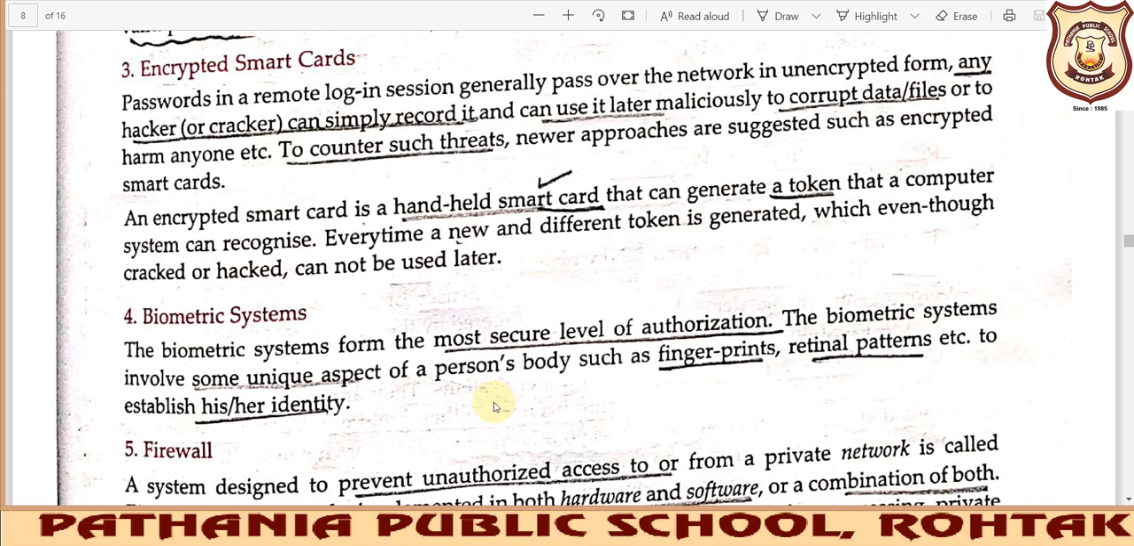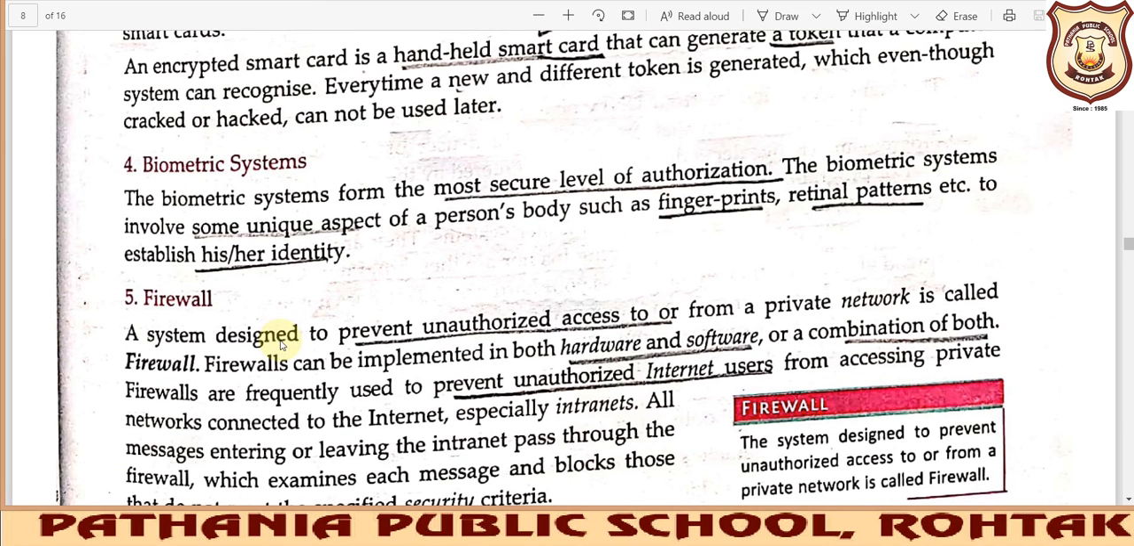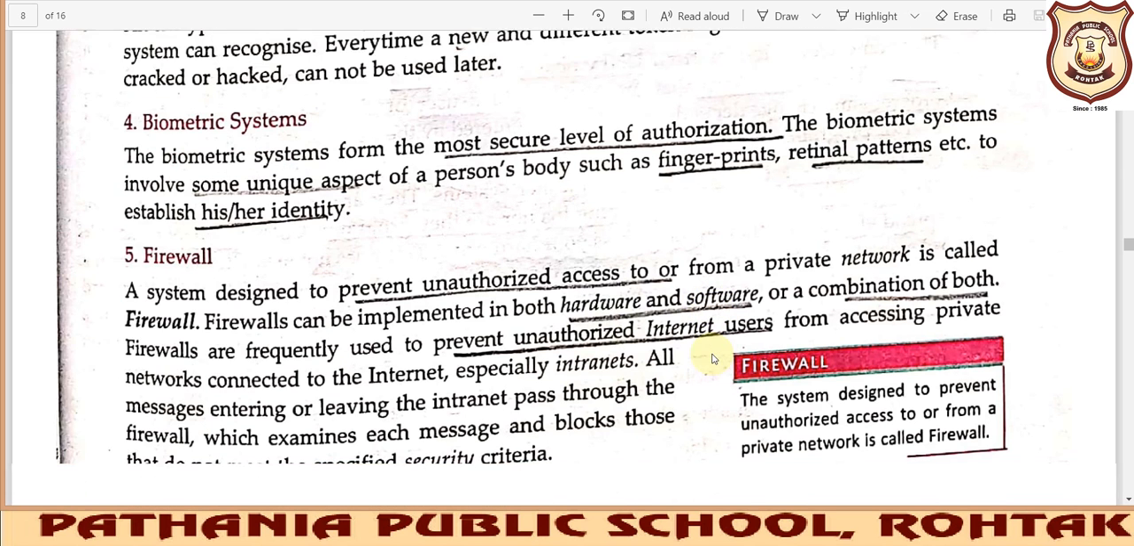So they are also being used to add much more security. Fine. Next is the firewall. Firewalls help us to prevent unauthorized access to your network. Fine. So a firewall is actually a combination of hardware and software. They check whether the user that is trying to enter the network is authorized or not.